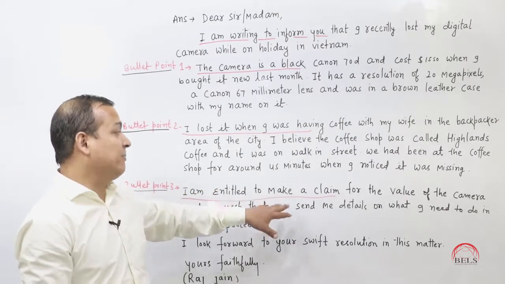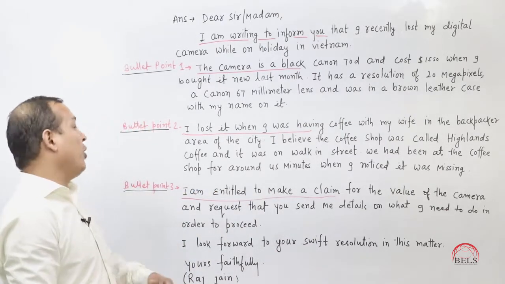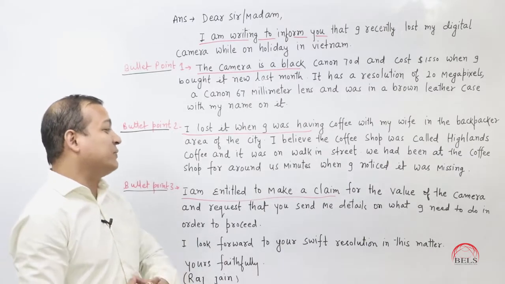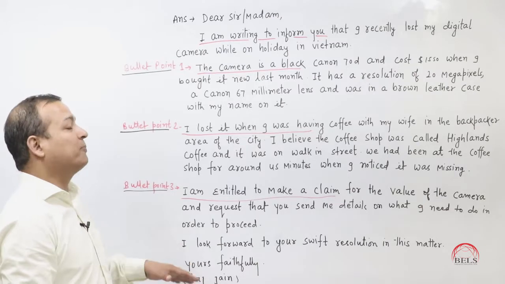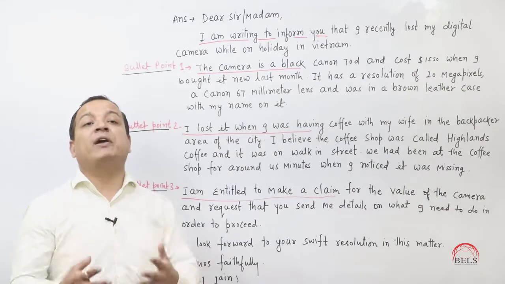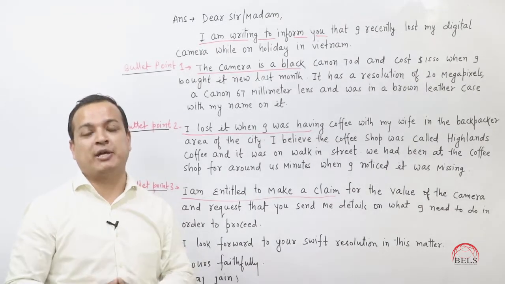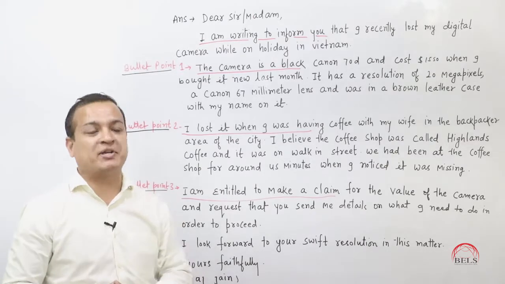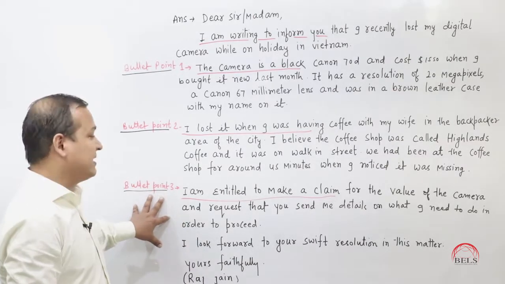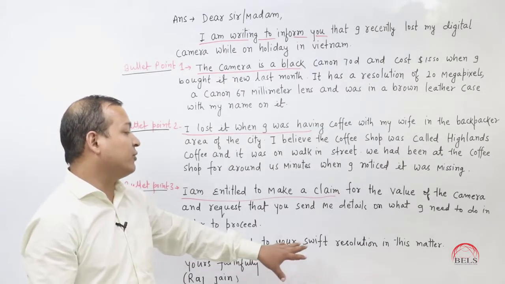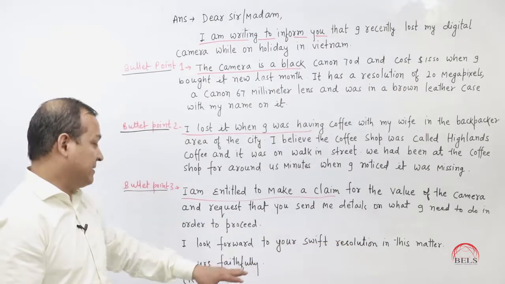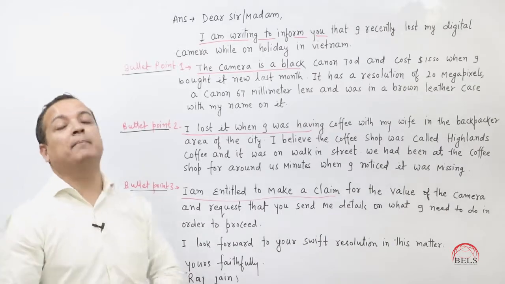I'm entitled to make a claim for the value of the camera and request that you send me details on what I need to do in order to proceed further with that. What kind of action you want them to take and how you want them to proceed, you have to write down in the last paragraph. Finally, the ending of the letter will be, I look forward to your swift resolution in this matter. Then yours faithfully and your complete name.